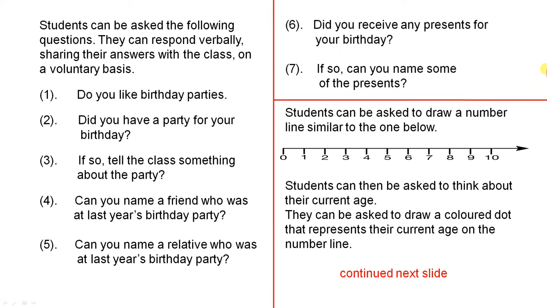And here's another activity involving a number line. Students can be asked to draw a number line similar to the one below. Students can then be asked to think about their current age. They can be asked to draw a coloured dot that represents their current age on the number line. And the exercises are continued on the next slide.